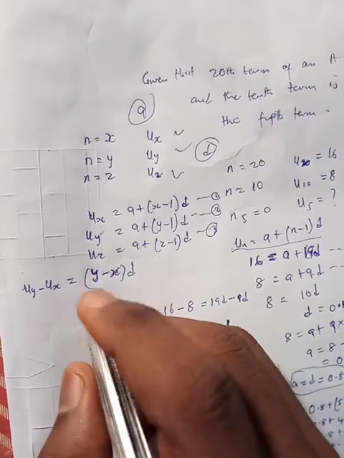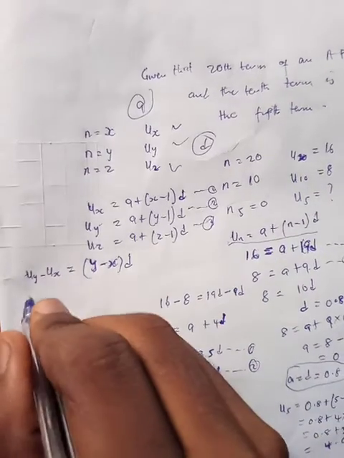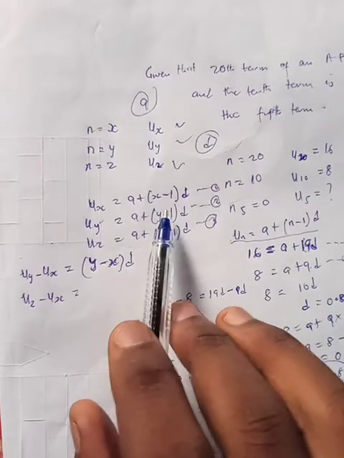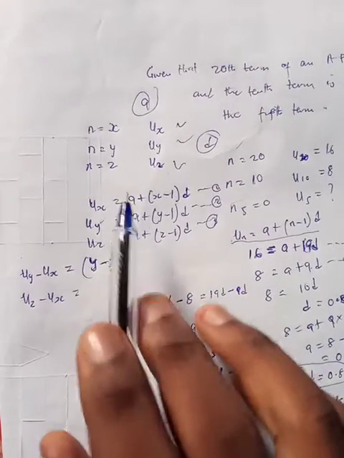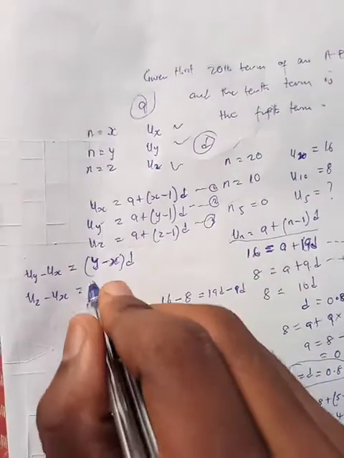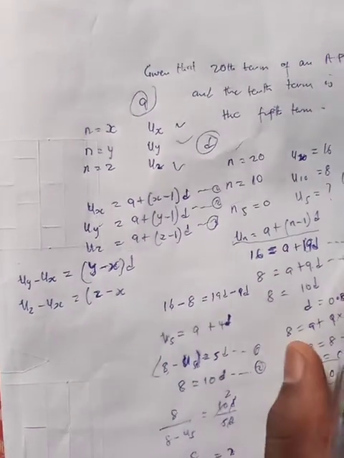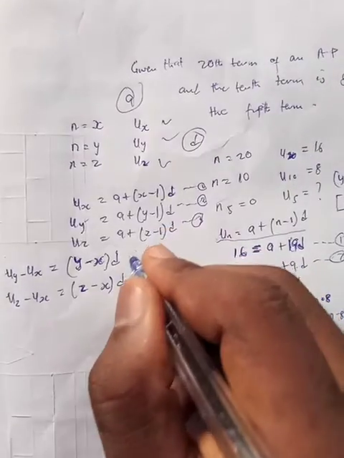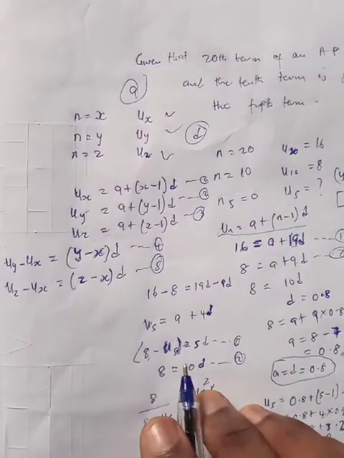Moving on, let's take equation 3 minus 1. We'll have uz minus ux equals, and it will look similar. Do that on your own and you will get this. a minus a will be 0, and then it will look similar: z minus x. Following the same way we did here, you get (z minus x)d. So we have obtained other equations, 4 and 5, from 1, 2, 3.